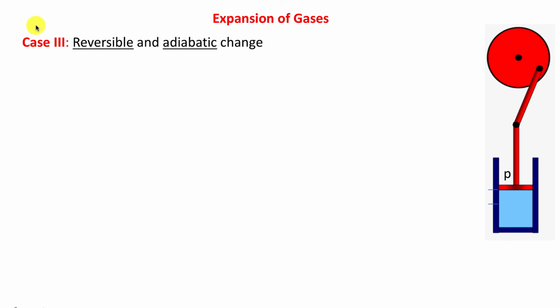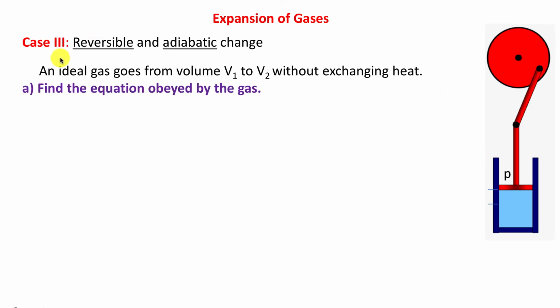Let's go on to the third case. And this will be, again, also reversible, but it will be adiabatic. Adiabatic means that no heat is allowed to enter the gas or leave the gas. So you can think of these walls over here as being perfectly insulating. To be more definite, consider an ideal gas which goes from a certain volume V1 to another volume V2, but this time without exchanging heat. In both the previous examples, we had allowed heat to enter the system. Now there will be no heat allowed.